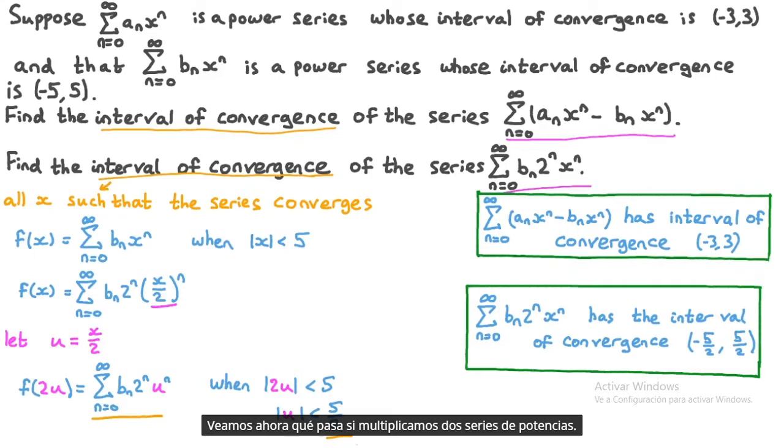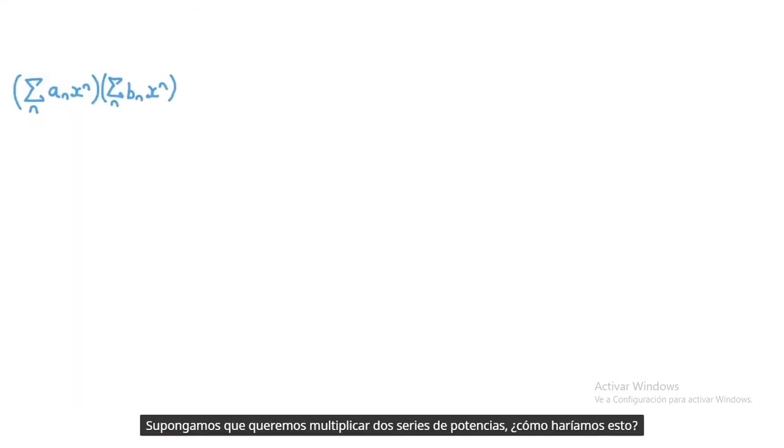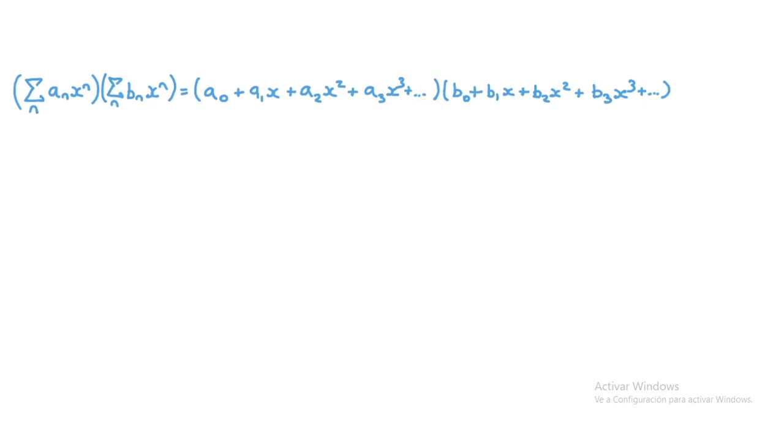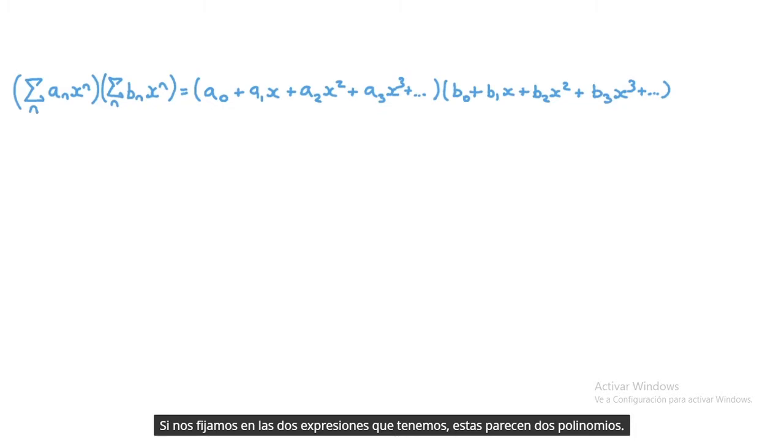Let's now take a look at what would happen if we tried to multiply two power series together. So let's say we wanted to multiply two power series together. How would we do this? Well, let's start by writing each out term by term. Writing these out term by term gives us the following expression, where we remember that both of these expressions go on infinitely. If we look at the two expressions we have, these just seem like two polynomials, and we know how to multiply two polynomials together.